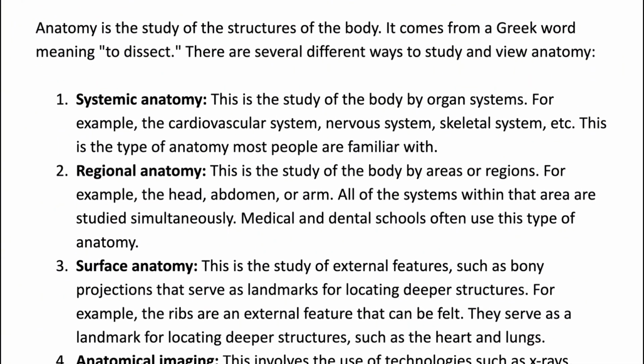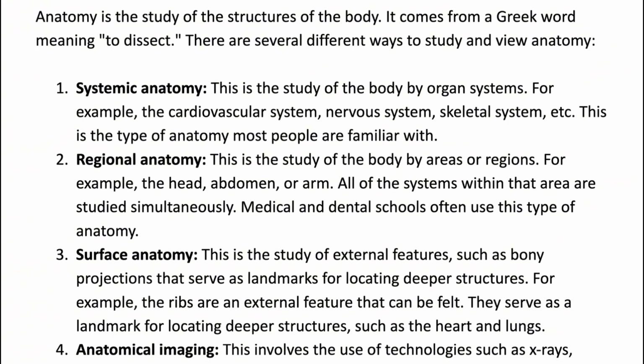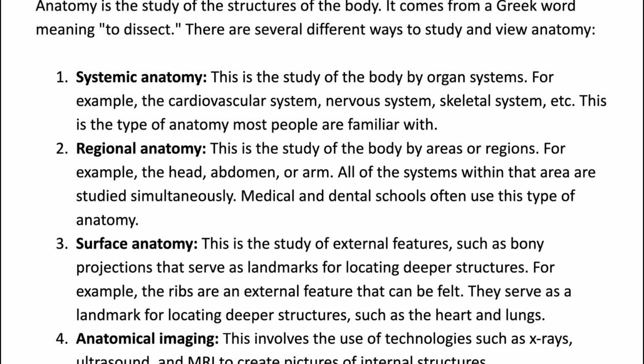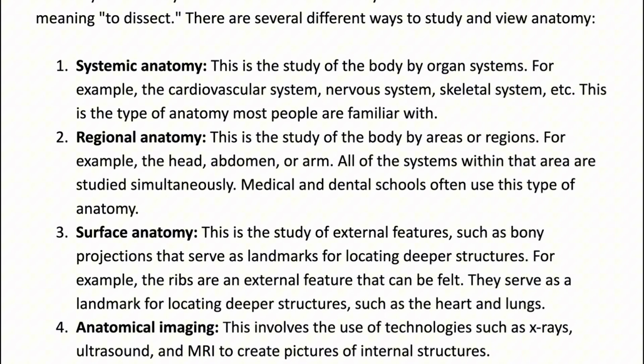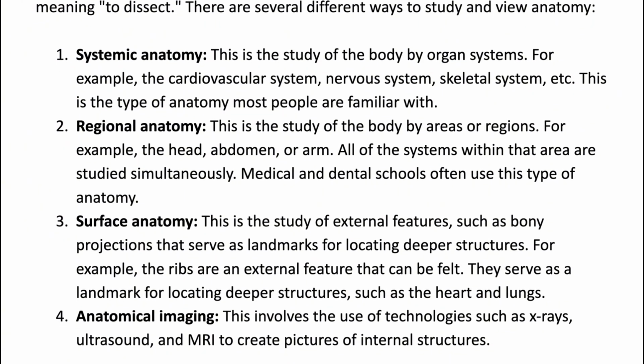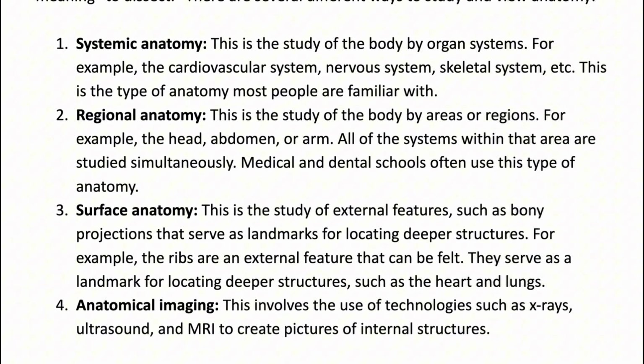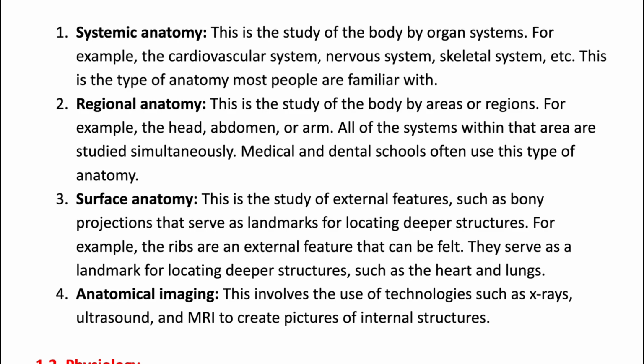1. Systemic anatomy. This is the study of the body by organ systems. For example, the cardiovascular system, nervous system, skeletal system, etc. This is the type of anatomy most people are familiar with.